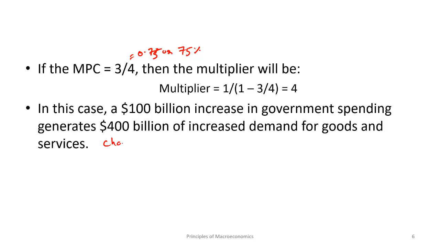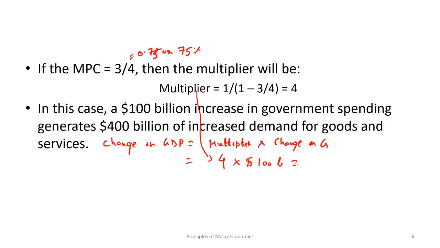Change in GDP equals multiplier times change in G. So the multiplier is 4, right? So it's coming from here, times change in G, which is 100 billion, which gives you $400 billion.